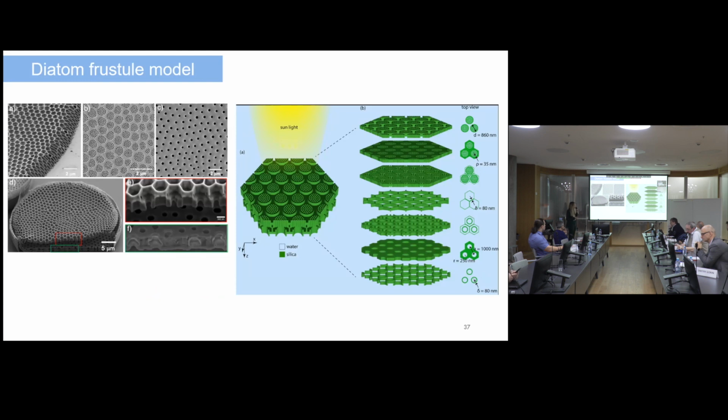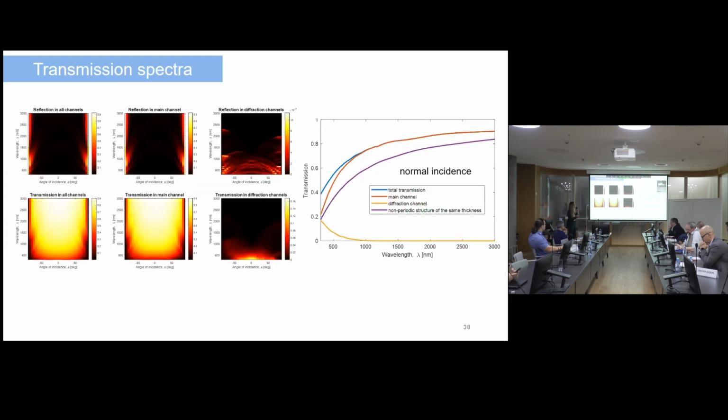So basically, this numerical model shows us all these layers that are actually presented here, and the different dielectric permittivities. First, I wanted to show what happens with reflection and transmission in the case of diatoms.